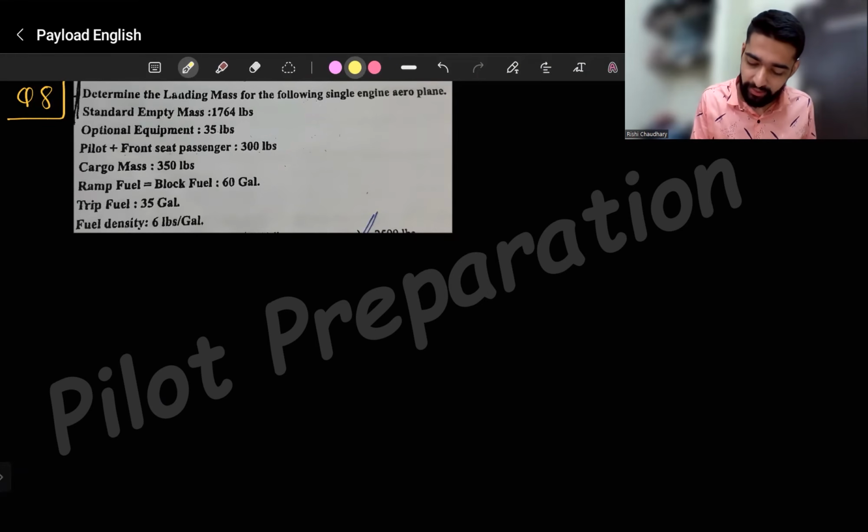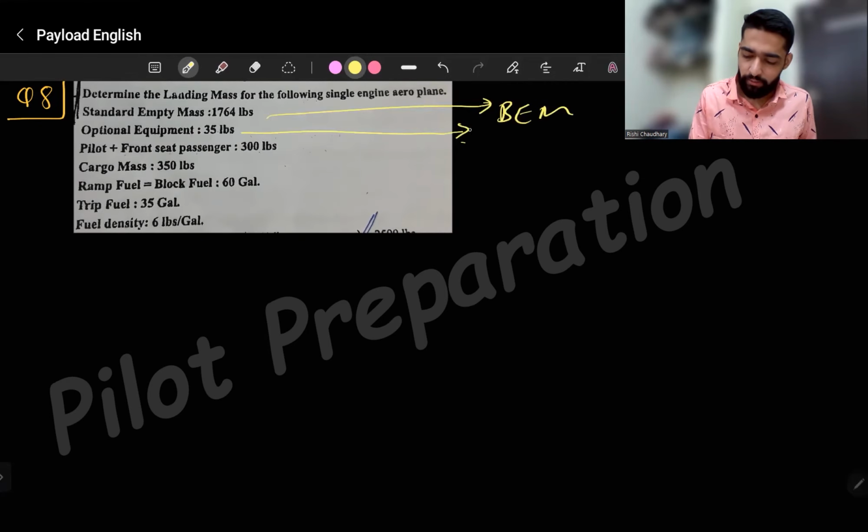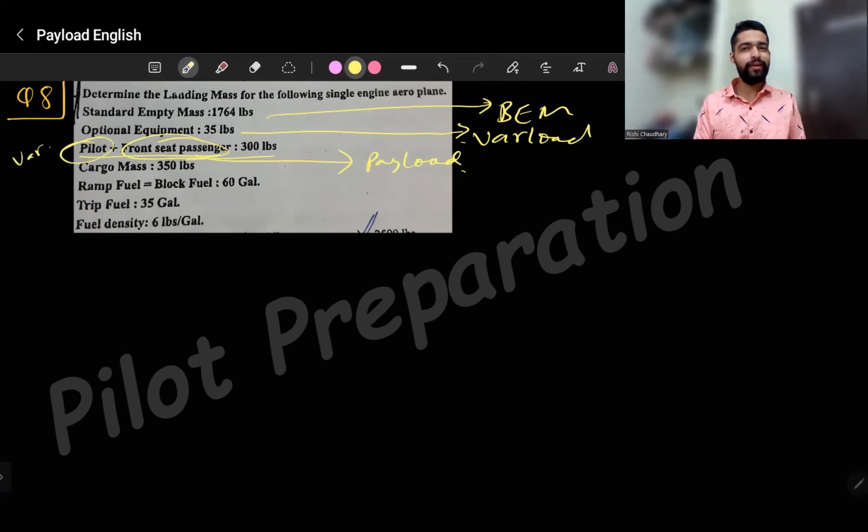So determine the landing mass of the following single engine aeroplane. Standard empty mass is nothing but basic empty mass. Operational equipment is again variable load. And then we have pilot plus front seat passenger. Again, the front seat passenger is payload, and the pilot is variable load. So this is a mixture of two, right? This looks like a very interesting question. Let's see what happens. So this is my variable load part, and this is my payload part.